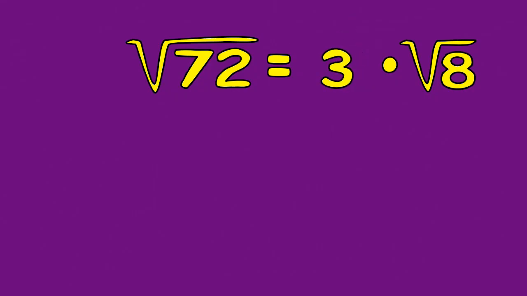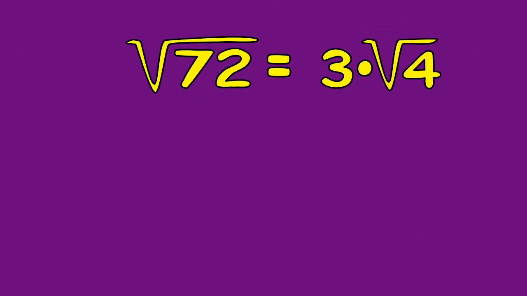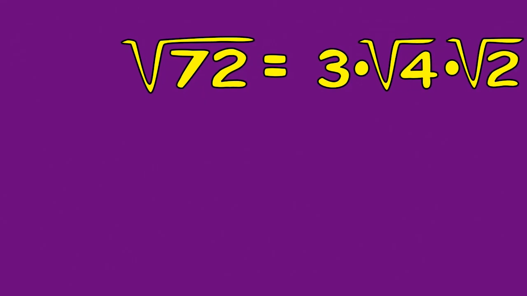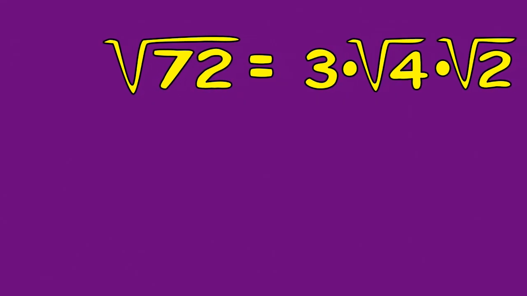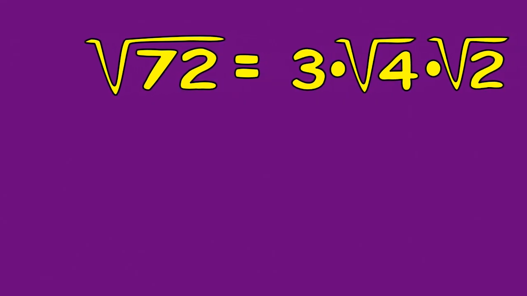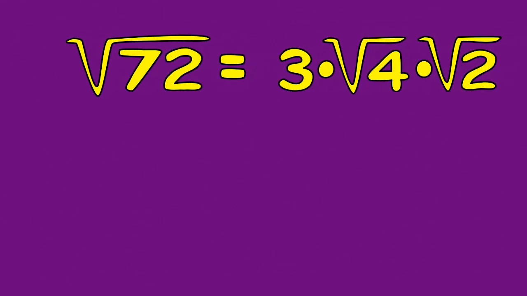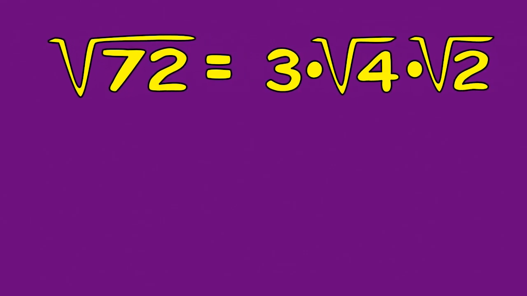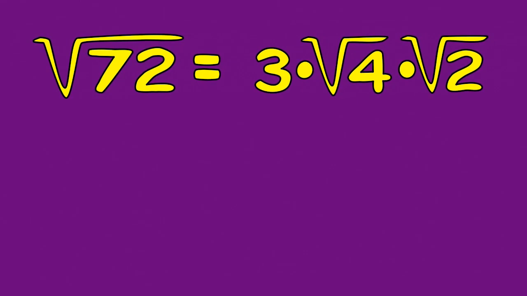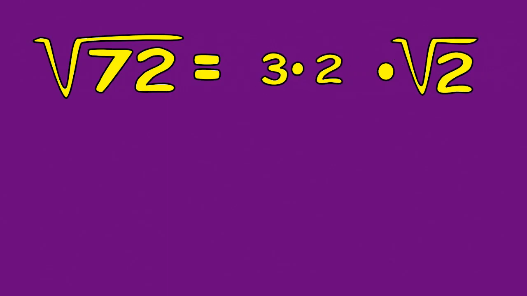It might look like we're finished, but there's a sneaky perfect square hidden in that 8. The square root of 8 can be rewritten as the square root of 4 times the square root of 2. So instead of 3 times the square root of 8, we really have 3 times the square root of 4 times the square root of 2. Now, we know that the square root of 4 equals 2. So now we have 3 times 2 times the square root of 2, which is just 6 times the square root of 2.